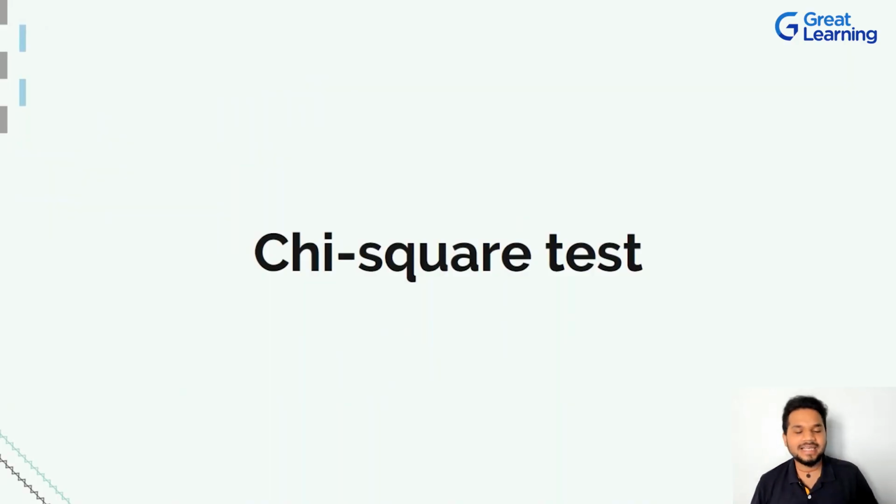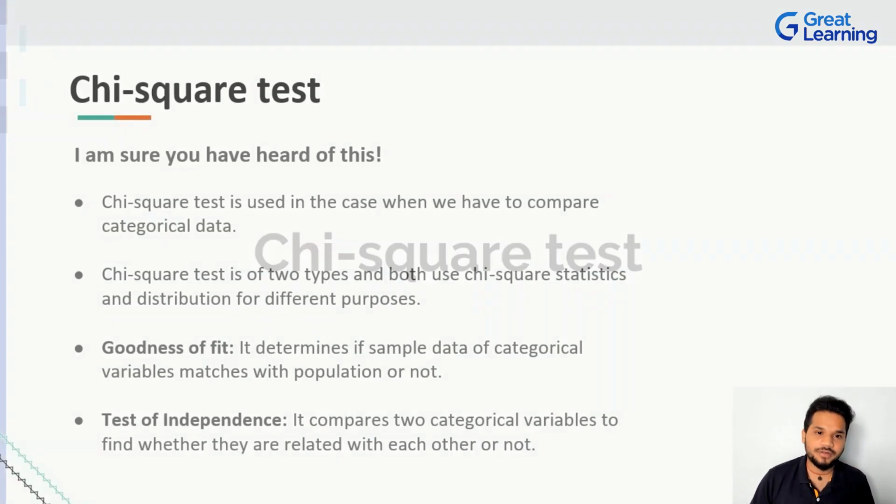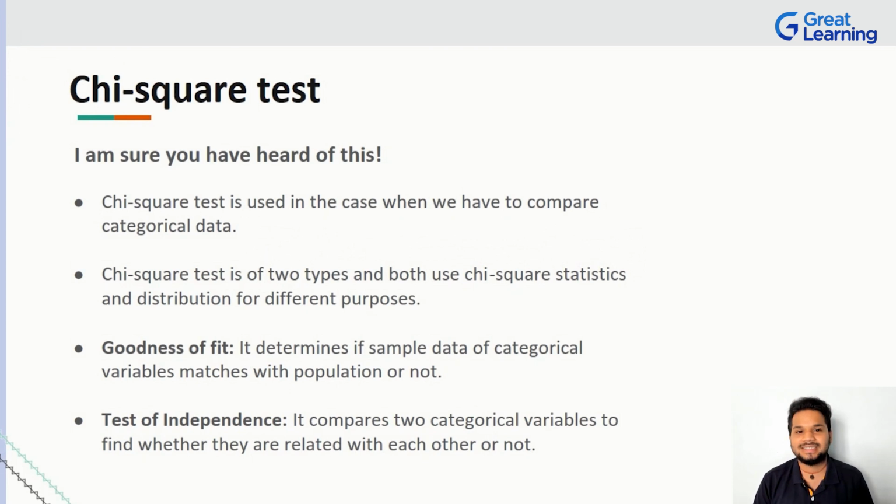So quickly, next we have another very important test in the world of inferential statistics. It's called the chi-square test. Now there are various ways of how you can pronounce this. I love to call this chi-square, right?